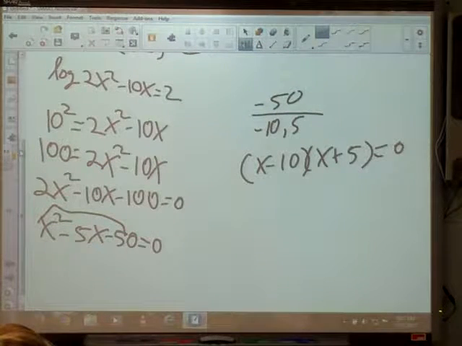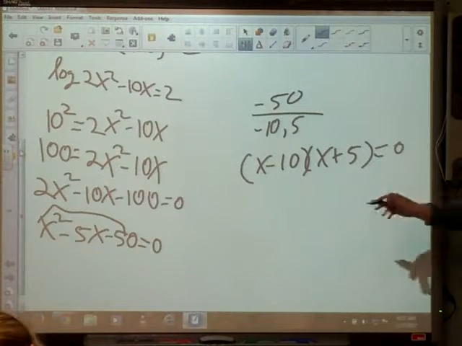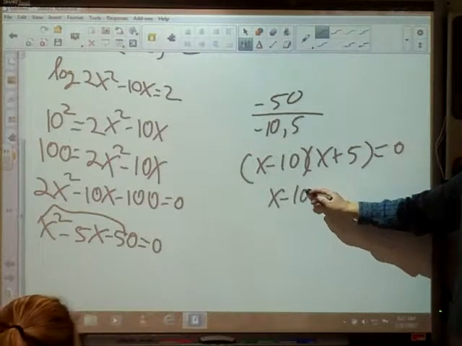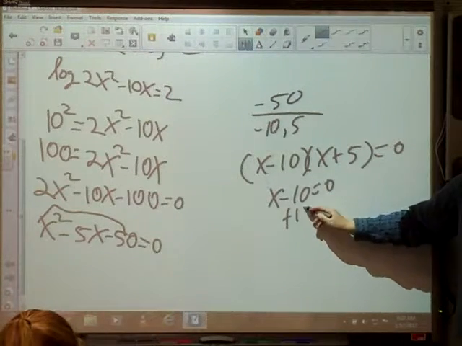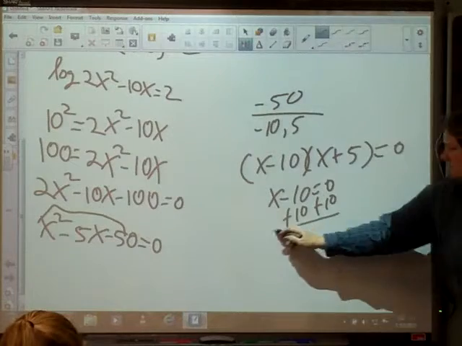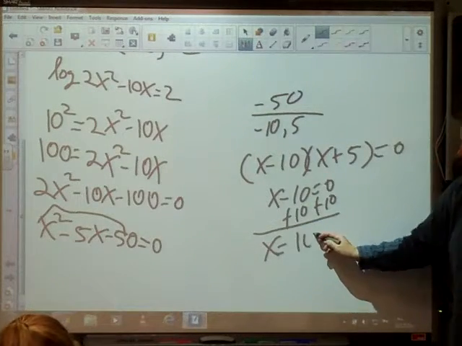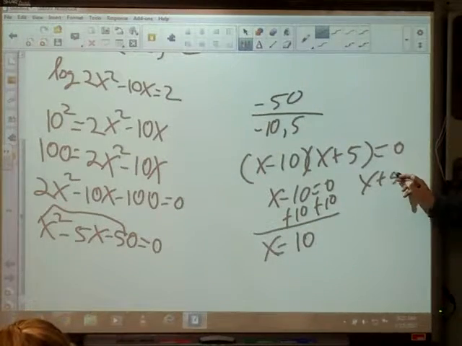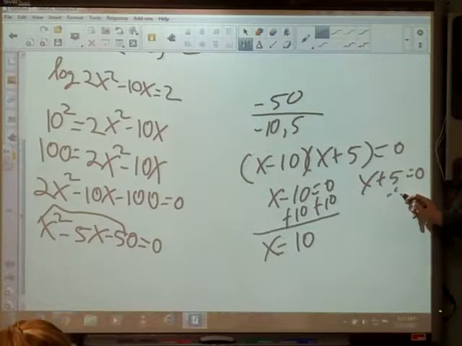What do you do to finish that thing out? Just solve over each of those. Set each of them equal to 0. If x minus 10 is equal to 0, that gets you 10. And if x plus 5 is equal to 0, that gets you negative 5.